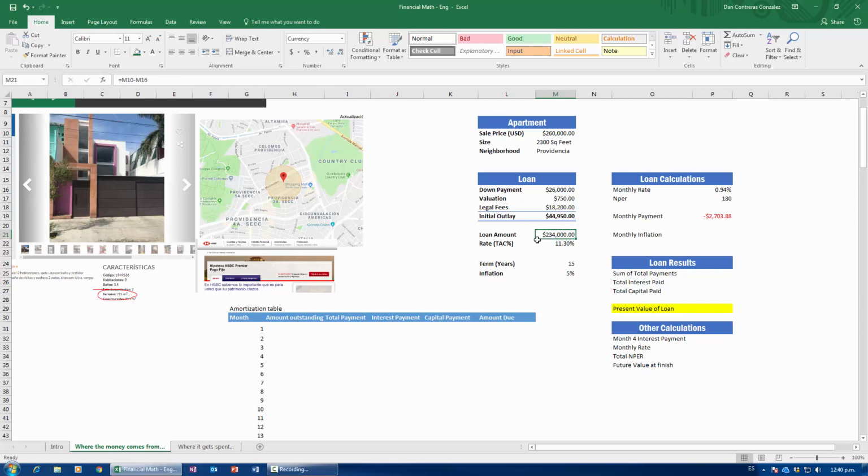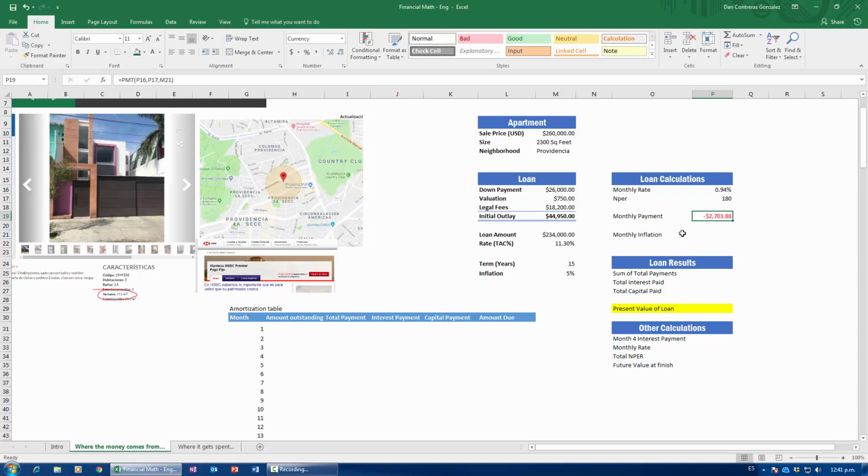So the bank gave you $234,000. That means that you're going to be receiving that money, getting it into your pocket. I mean, you're going to be using it to buy the house anyway. But then every month you get to pay back the bank $2,700, and that's why the minus sign. It's cash that's leaving your pocket.